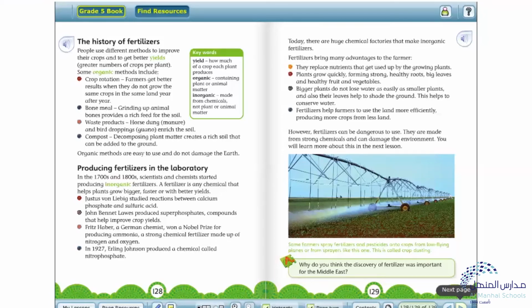Then the last one, in 1927, Erling Johnson produced a chemical called nitrophosphate. That is the part of fertilizers in the laboratory. Remember, for fertilizers in the laboratory, they use chemicals to get those fertilizers. They are not using organic fertilizers like animals' waste products and other things. They only use inorganic fertilizers, chemicals in the laboratory. That was the grade 5 lesson that they're going to learn about.